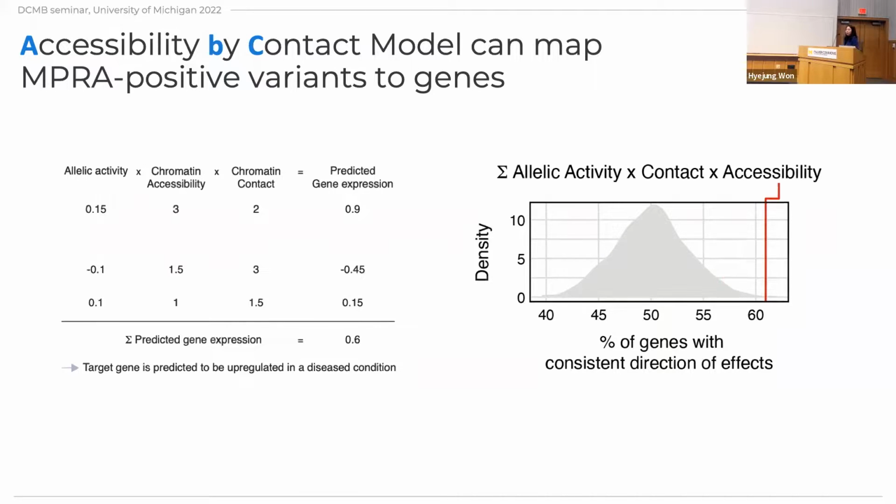And finally, when we were including chromatin accessibility on top of that, we found that more than 60% of the genes showed consistent direction of the effects with schizophrenia postmortem brain expression. And this was also very statistically significant compared to the permuted distribution.